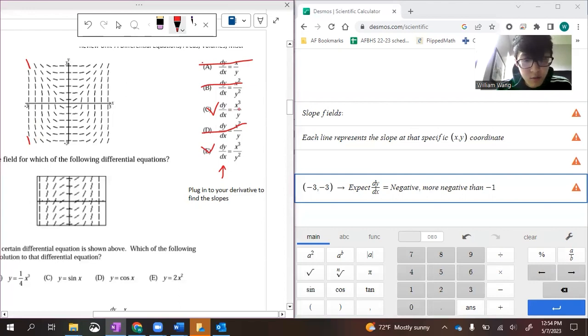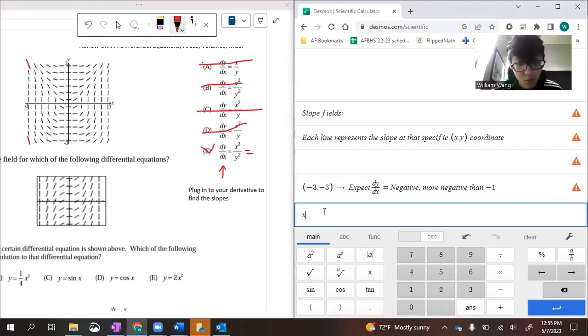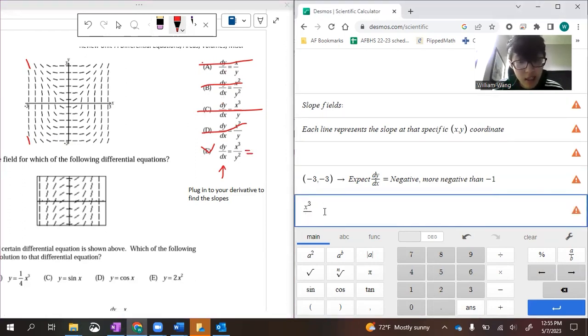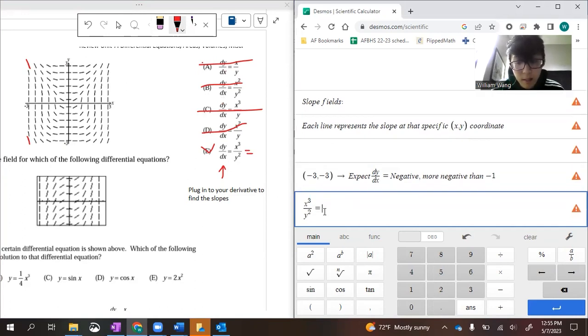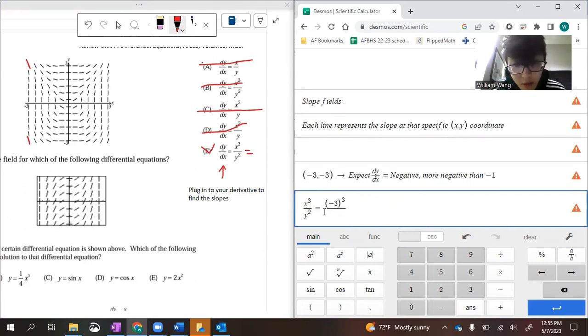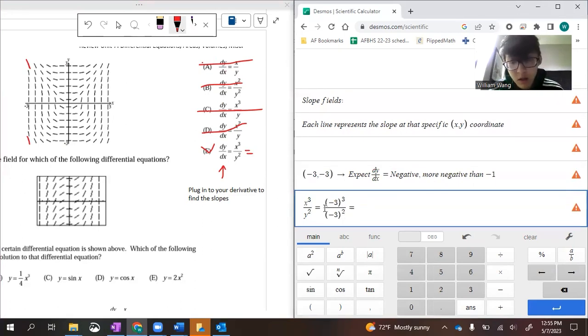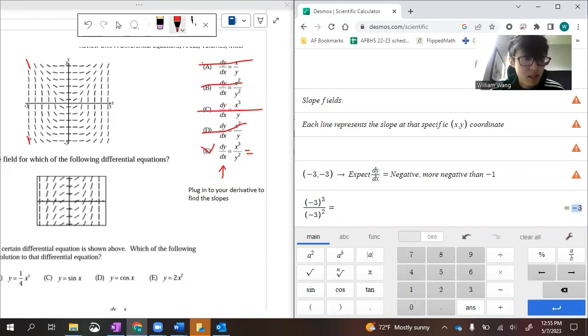C no longer works because C would be a negative divided by a negative. That would be a positive. All right, E works, and I'll show why for this one finally. X cubed over y squared would be equal to -3 cubed, which is a negative number, divided by -3 squared, which is a positive number. And you'll see I get -3. That matches exactly with what this slope looks like, -3.